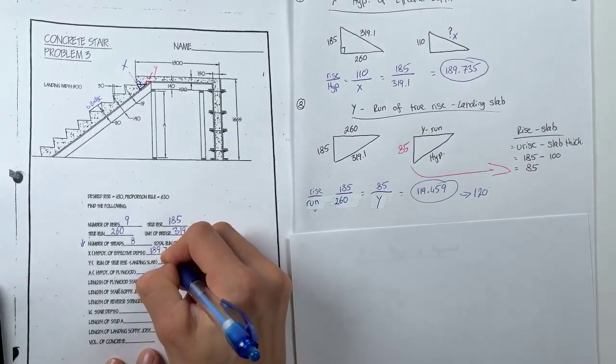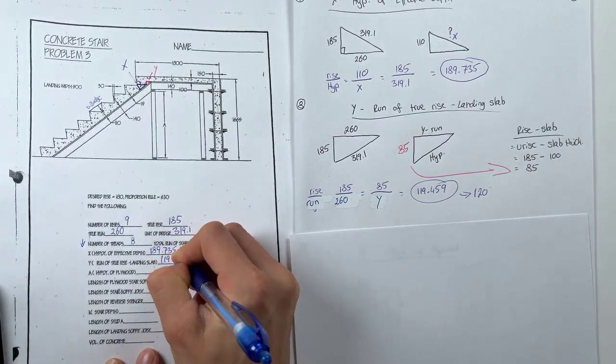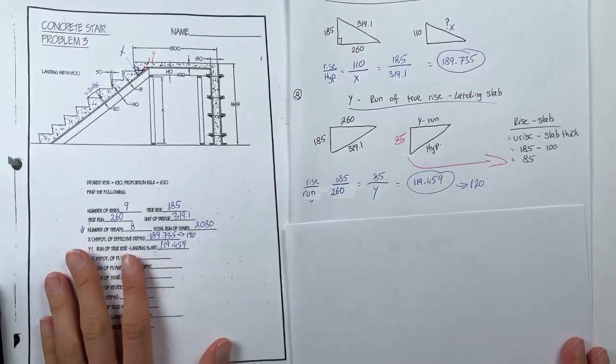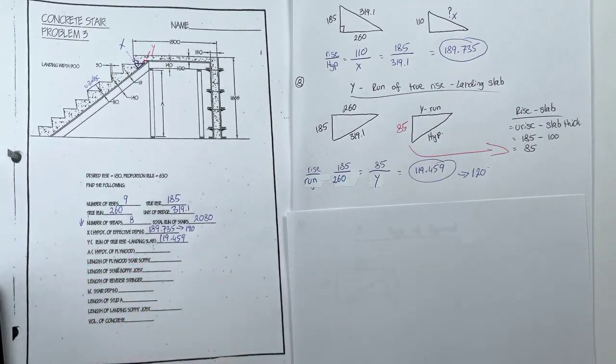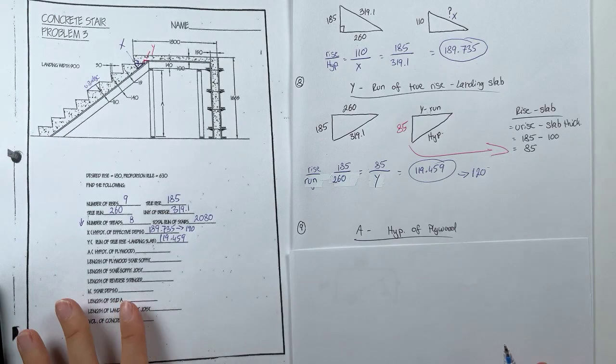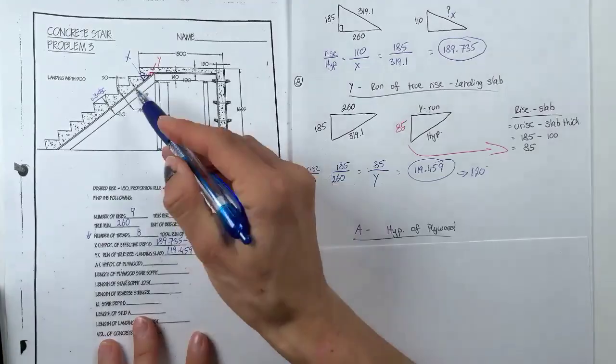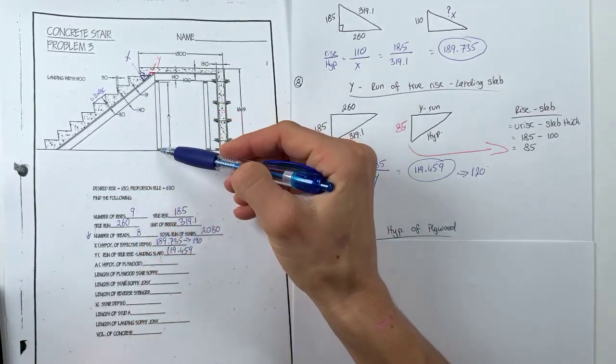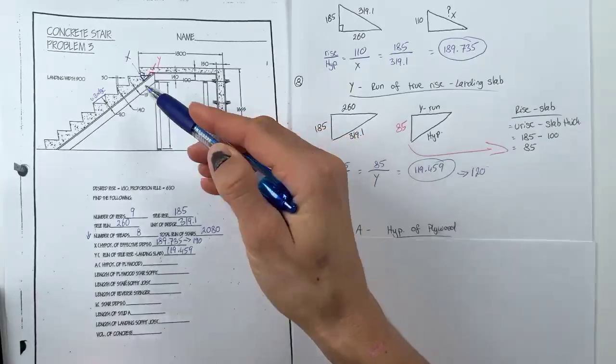119.459. Okay, perfect. Hope that makes a little bit of sense. Next, the hypotenuse of the plywood. So if you imagine, this is a precursor to finding our stud length here for later.